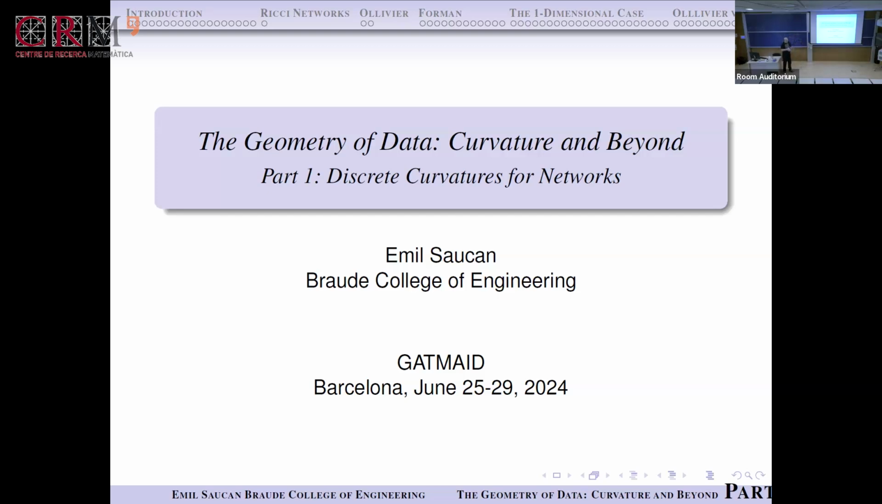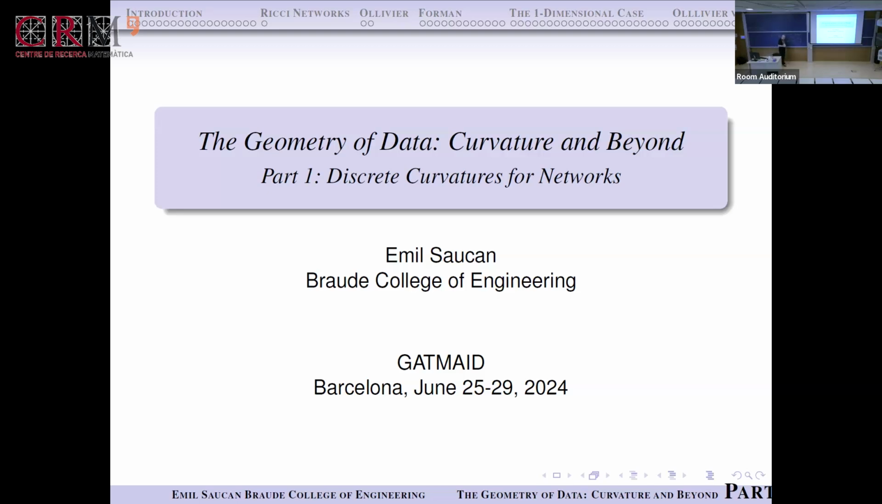So I divided my talks into three parts. One part is about curvatures of networks. The second one, you will feel more at home, it's about persistent homology and curvature. And the third part is about metric invariance, again for networks, let's say. Okay, so without further ado.